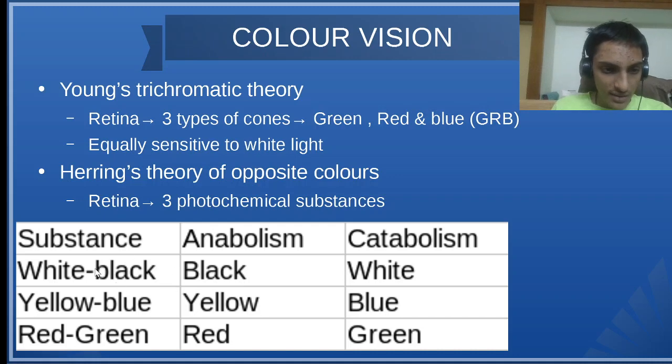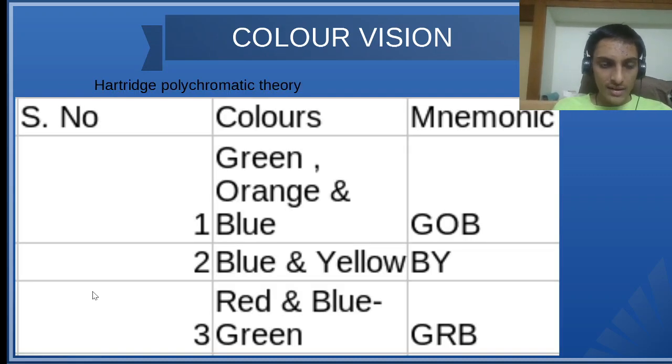So here remember there are two substances in each. One will be resynthesized, the other will be catabolized. So here black is synthesized, white is broken down. Same you can do for the yellow, blue and the red, green also. Now this is Hartridge polychromatic theory.